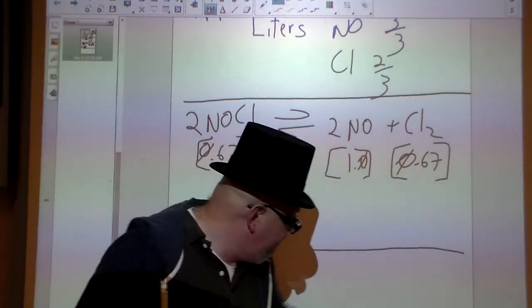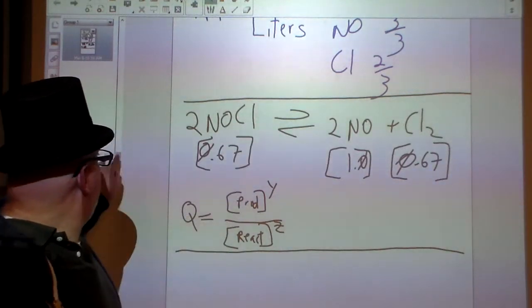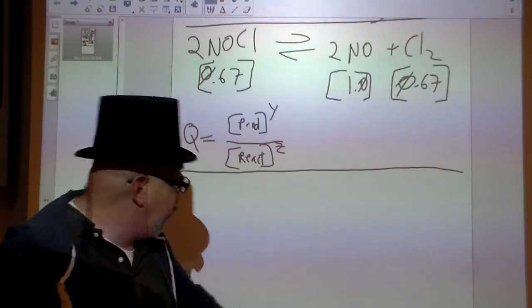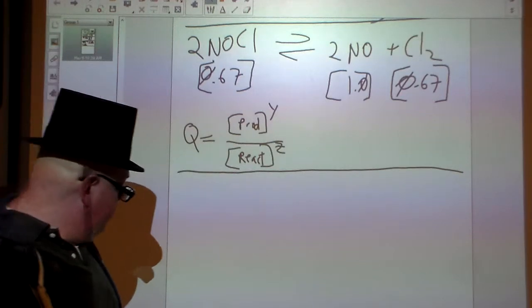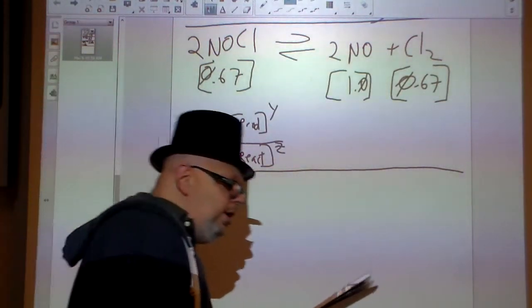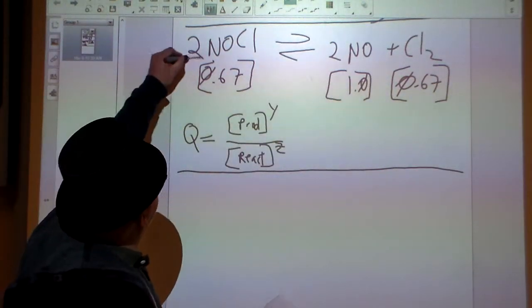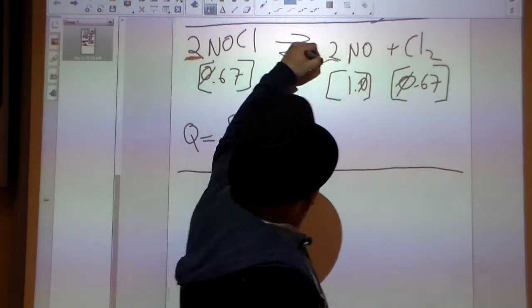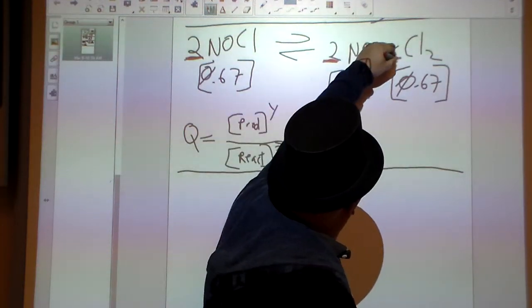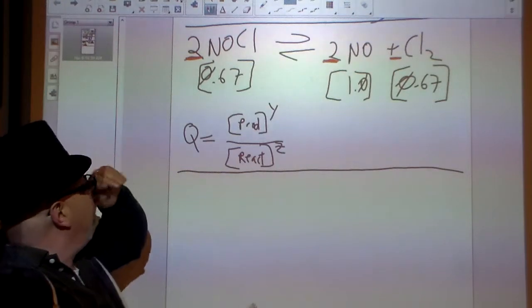So this is what we have, and notice I went for different colors so that you guys can see the different steps. Now we're going to move on, and I'm going to go in red, so I know it's going to be products over reactants. Now I also have to pay attention to my coefficients when I'm calculating my Q.